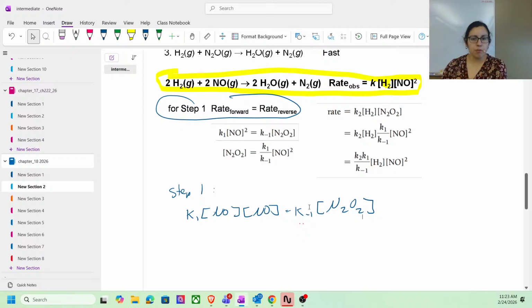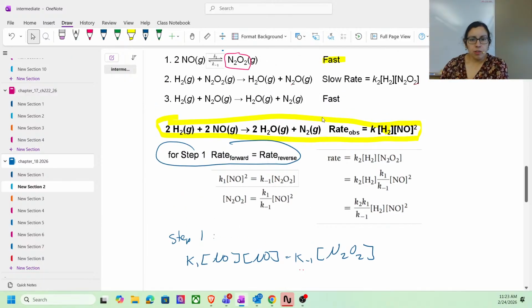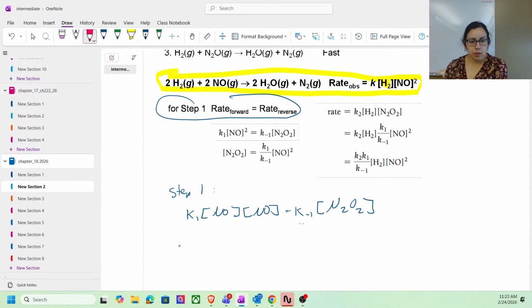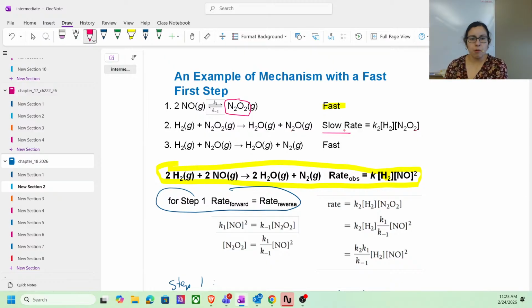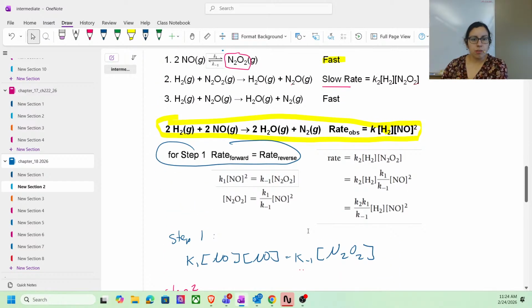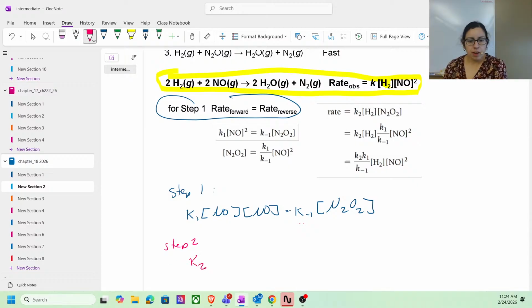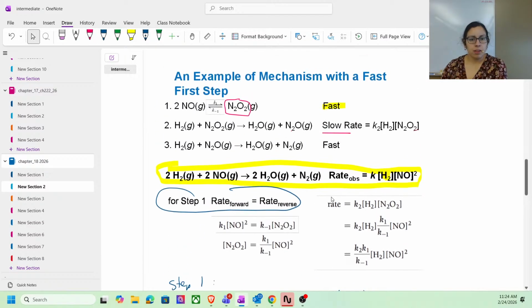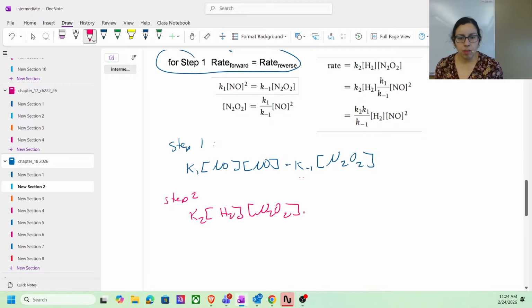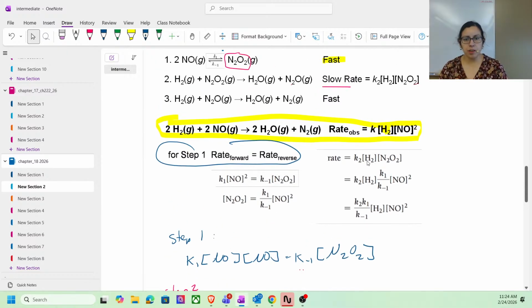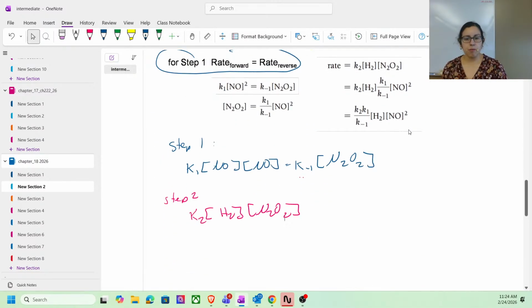Right? Does that make sense so far? And then from step 2, we can just rewrite this again. Our step 2 was our slow rate. And so our slow rate is K2 times H2 times N2O2. Okay, so all we've done is rewrite this so far.